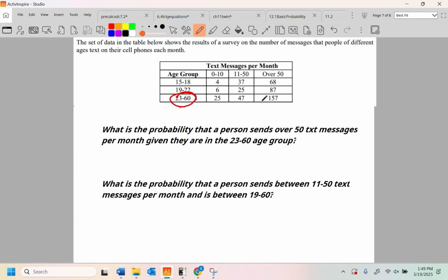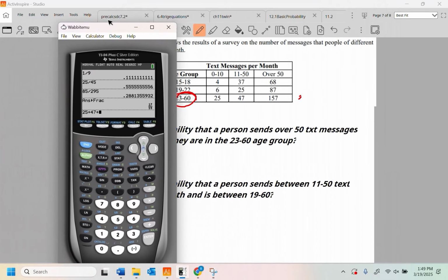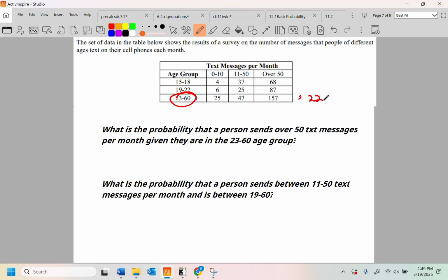Now, I need to do a little adding here. So I need to figure out how many total people are in that group. There's 25 plus 47 plus 157. There's 229 people in that group. All right. Over 50 is 157.